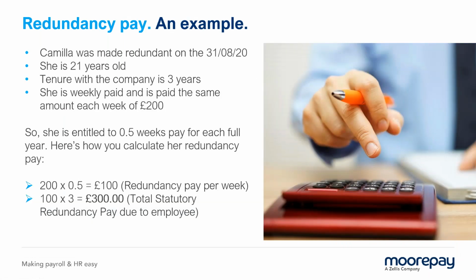So to give you an example, firstly, this one's quite a straightforward example. So Camilla was made redundant on the 31st of August 2020. She's 21 years old and she's been with the company for 3 years. She's paid weekly and she's paid the same amount each week, and that amounts to £200 per week. So she's entitled to 0.5 weeks pay for each full year, and the calculation breakdown is shown below. So the weekly redundancy amount is £100 and she's entitled to 3 weeks. So that's quite a simple calculation, and it would be £300 total statutory redundancy pay due to the employee for this example.